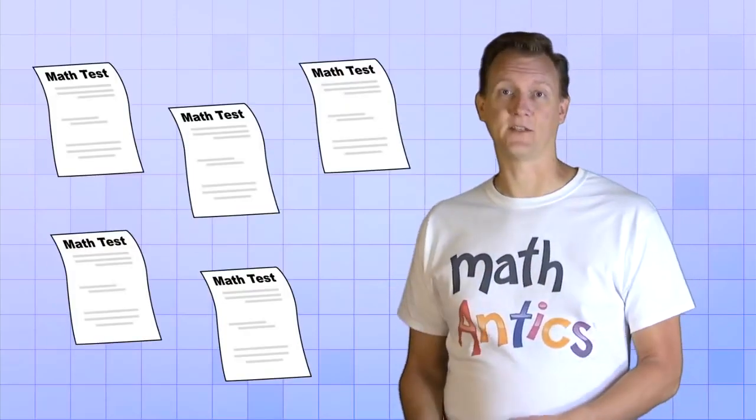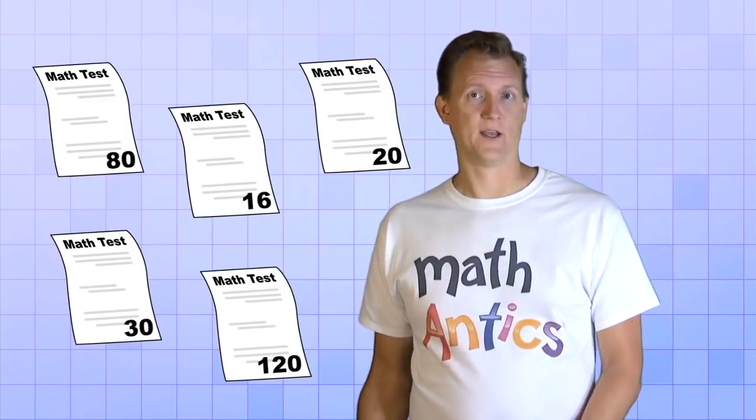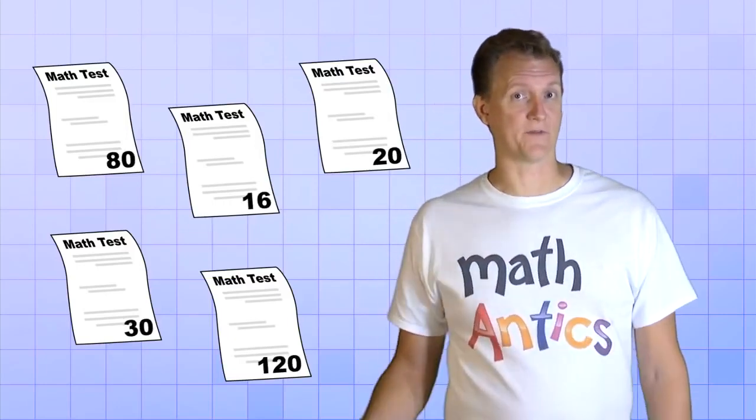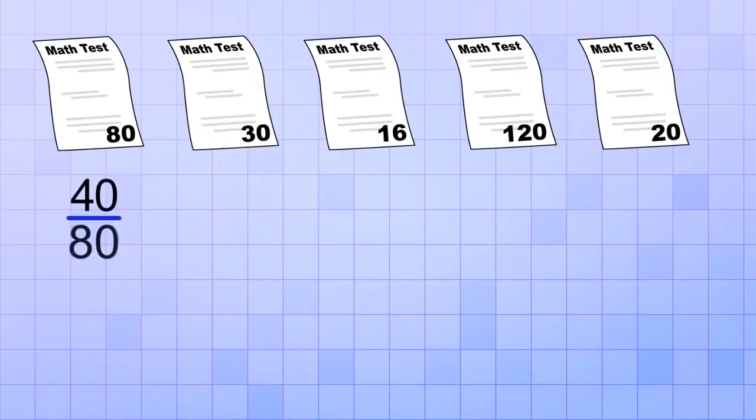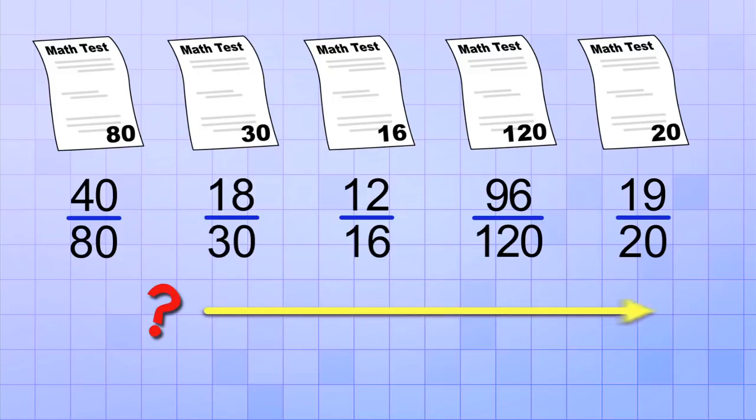For example, suppose a student took 5 different tests during the school year, and each test had a different number of questions. Here's the scores they got on those 5 tests. 40 out of 80, 18 out of 30, 12 out of 16, 96 out of 120, and 19 out of 20. Since each test score looks really different, it's not so easy to tell how well the student did or to see how their scores changed over time.